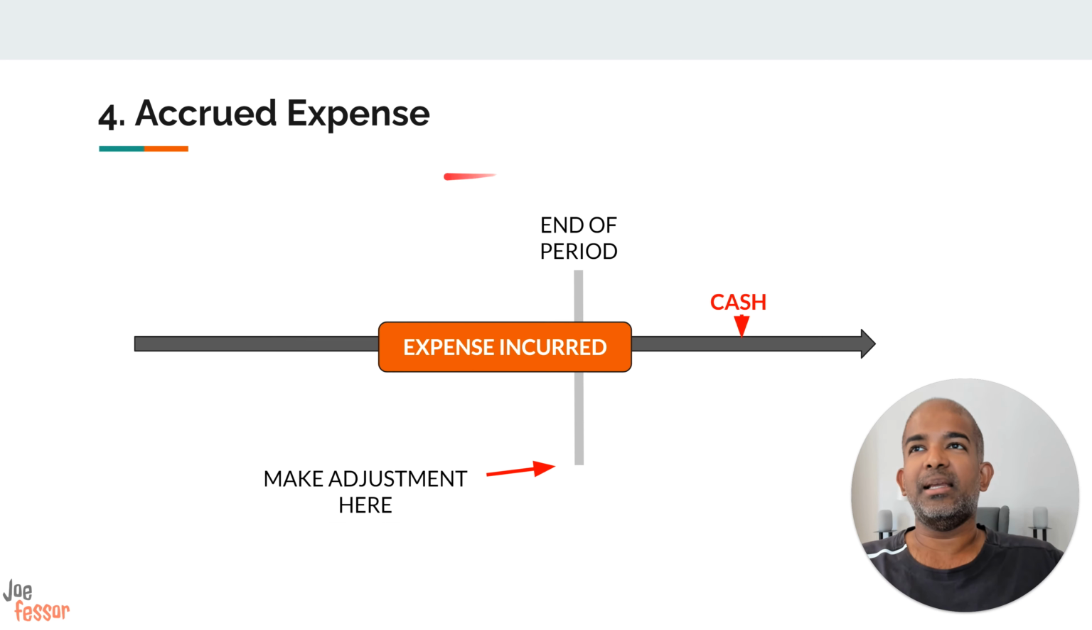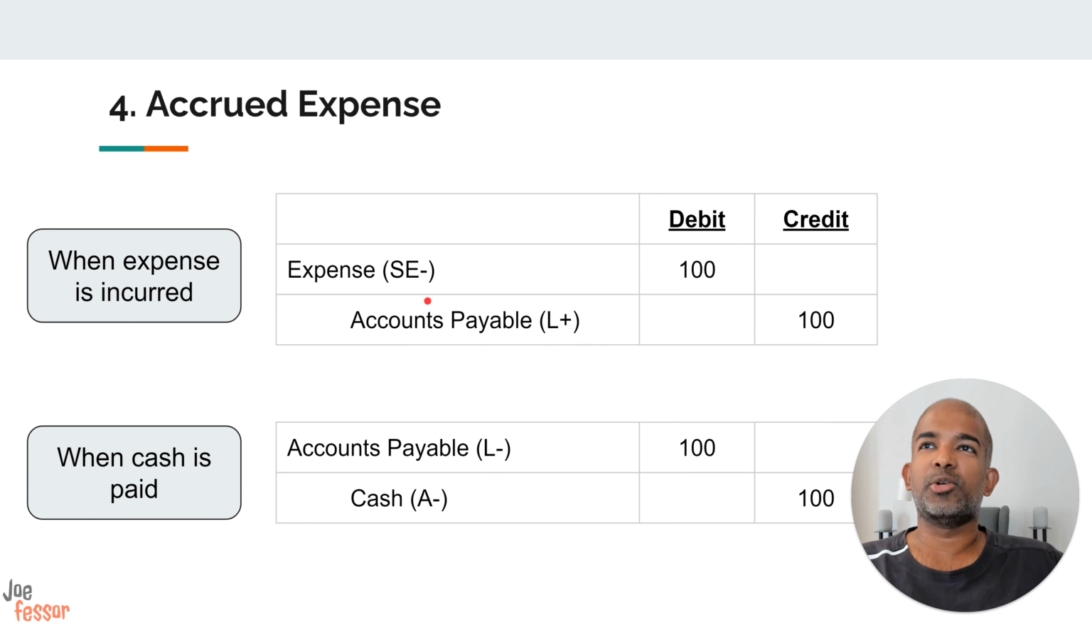Finally, the fourth category is accrued expenses, where expenses are incurred and cash is paid later. Similar to the previous cases, if the expenses incurred are spread across multiple time periods, you will have to make adjustments at the end of each time period. By making these adjustments at the end of each time period, you can make sure that you're following the revenue recognition principle and the expenses matching principle. Now let's look at the journal entry for accrued expense.